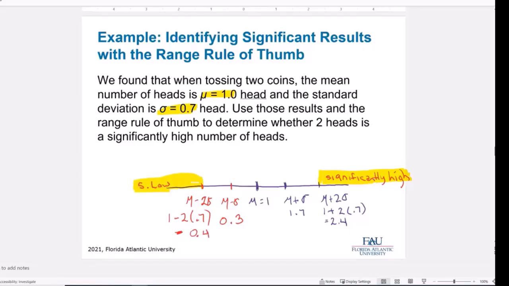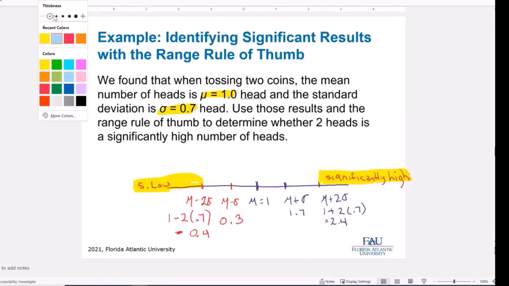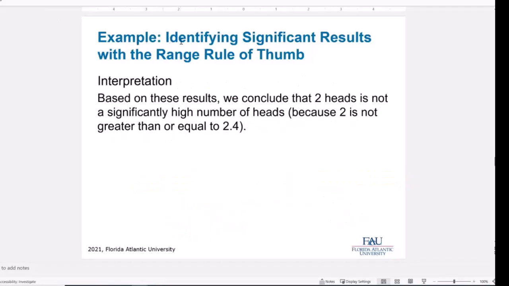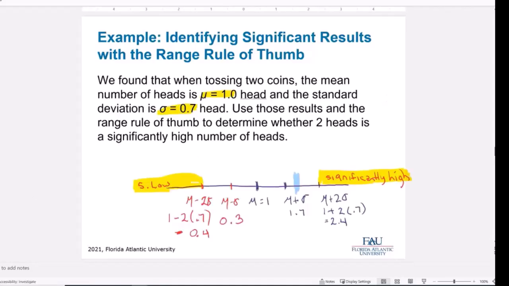Use the results and the range rule of thumb to determine whether 2 heads is significantly high. If this is 1.7, this is 2.4, let's say 2 is right here. Well, it's not significantly high and it's not significantly low. It's just right in the range of no significance. Example, identifying significant results with the range rule of thumb. Based on these results, we concluded 2 heads is not a significantly high number of heads because 2 is not greater than or equal to 2.4, which is exactly what we said.